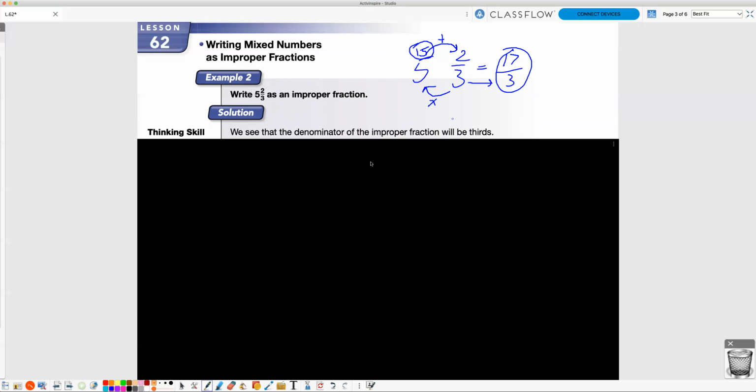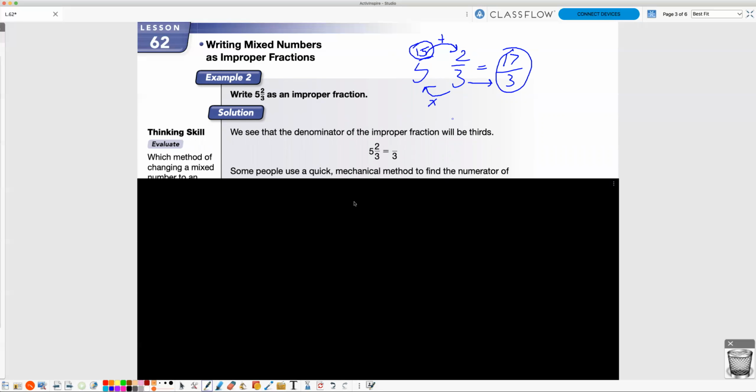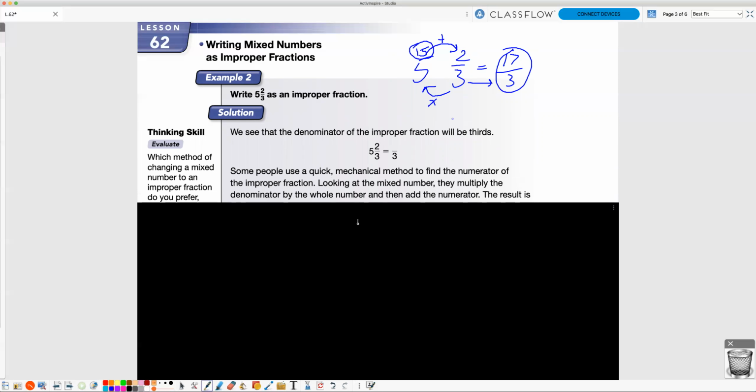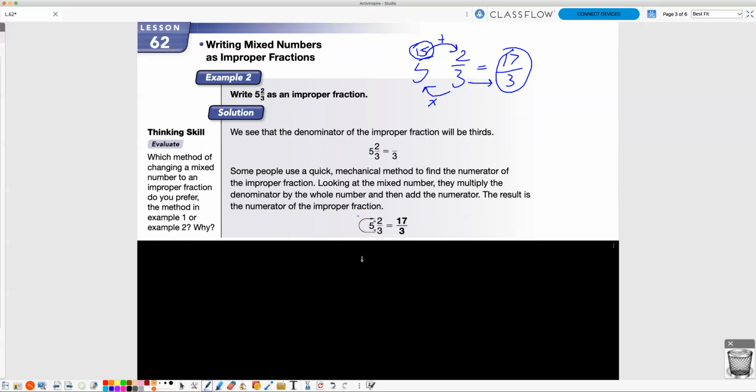We see that the denominator of the fraction will be thirds. So 5 and 2/3 is going to be something with a denominator of 3. Some people use a quick mechanical method to find the numerator of the improper fraction. Looking at the mixed number, they multiply the denominator by the whole number and then add the numerator. That's what I did. The result is the numerator of your improper fraction. So in this case, 3 times 5 is 15 plus 2 makes 17.